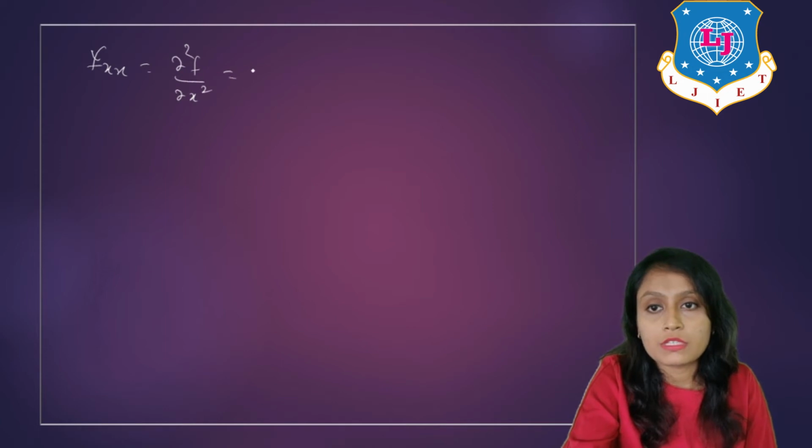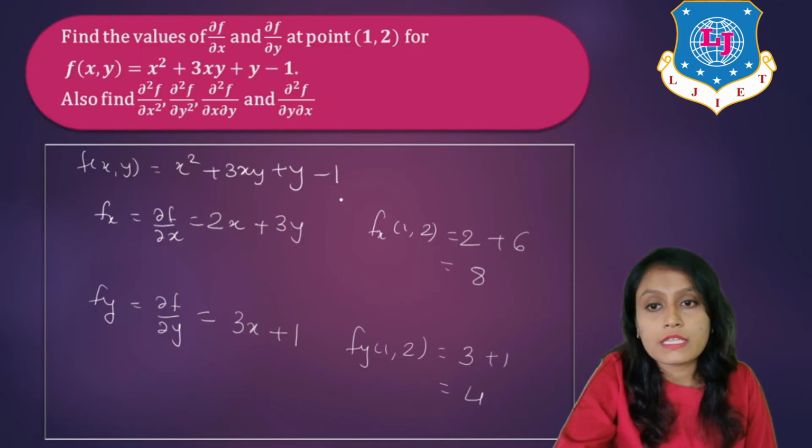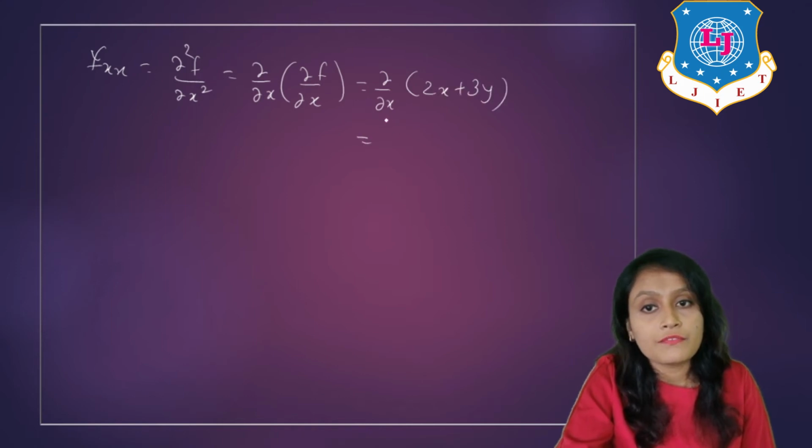Next we have to find fxx. Okay, so that is del square f by del x square. So this is equals to del by del x of del f by del x. Okay, so now what is the value of del f by del x? It is given. Here we have solved. It is 2x plus 3y. So here write down 2x plus 3y. Okay, so solve it. So differentiate with respect to x keeping y constant. So this constant term is 0, and derivative of this term, the answer is 2.